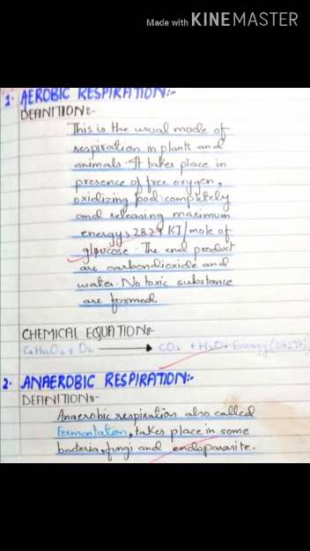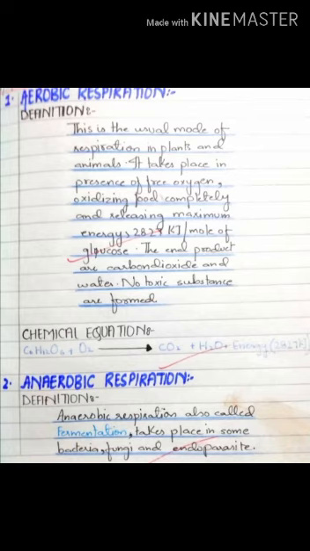Aerobic respiration is the respiration in which we inhale oxygen, or this is the usual mode of respiration in plants and animals. It takes place in presence of free oxygen, oxidizing food completely and releasing maximum energy, at least 2827 kilojoules per mole of glucose. The end products are carbon dioxide and water. No toxic substances are formed.